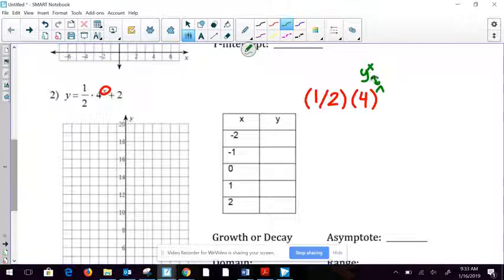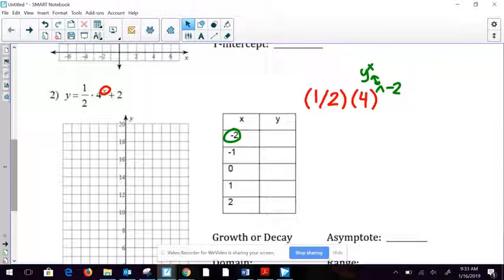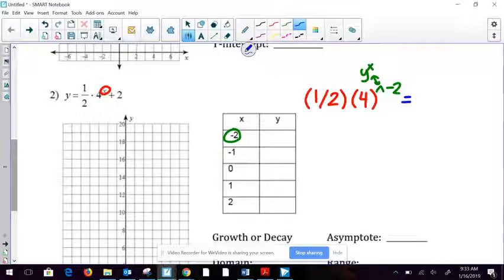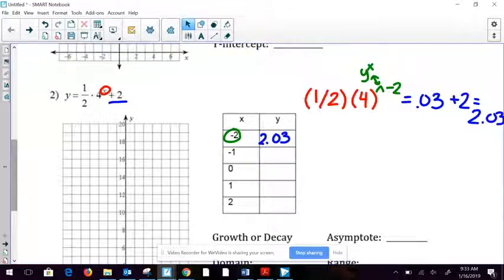Either one of those work, and if we look at our first x value, it is -2. At this point, you're going to hit equals. So hit equal on your calculator. What did you get? Good, you got 0.03. Now, we still have that +2 in the equation, so now we have to add 2 to it, and great, you get 2.03. That is my first y value, 2.03. I'm going to go through those steps every single time for each number in my table.